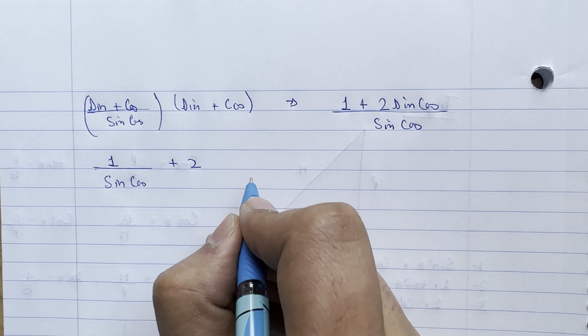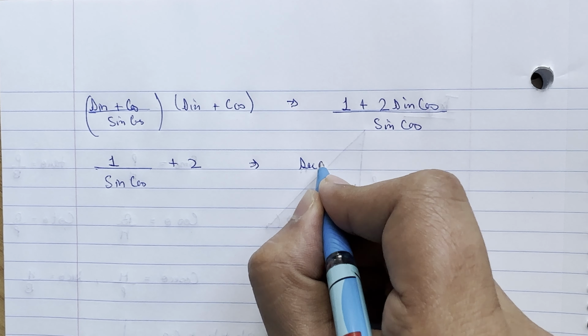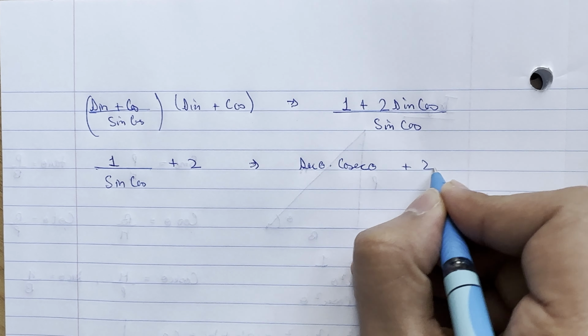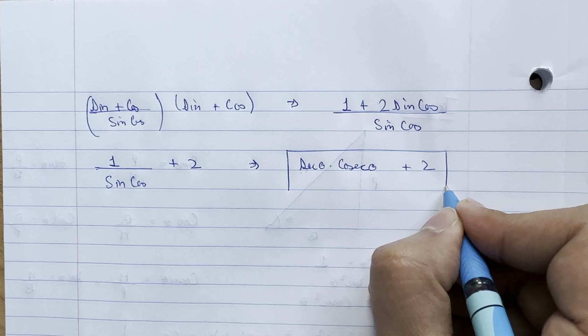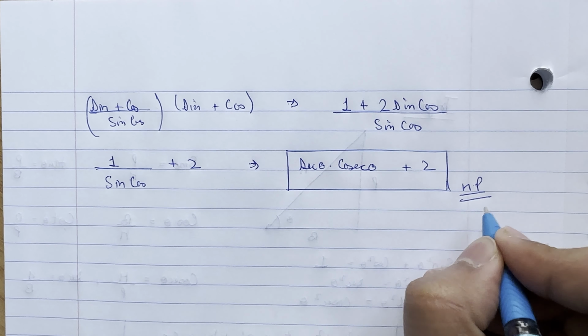Now I can write it down as sec into cosec theta plus 2. So we proved. Hence proved.